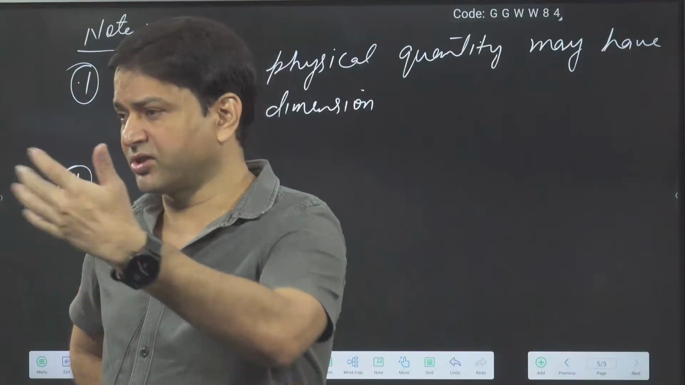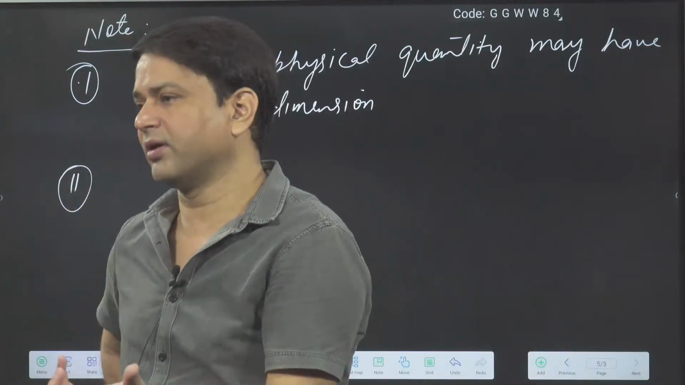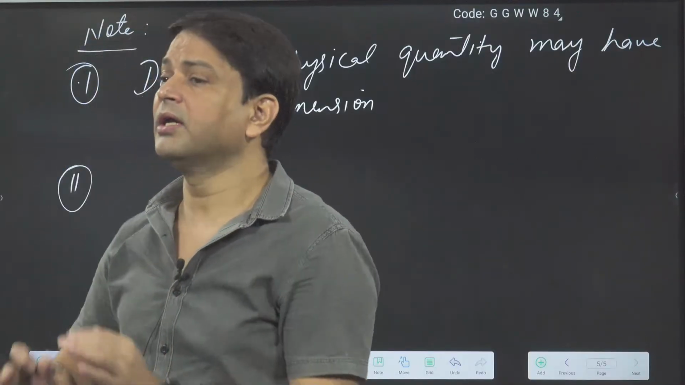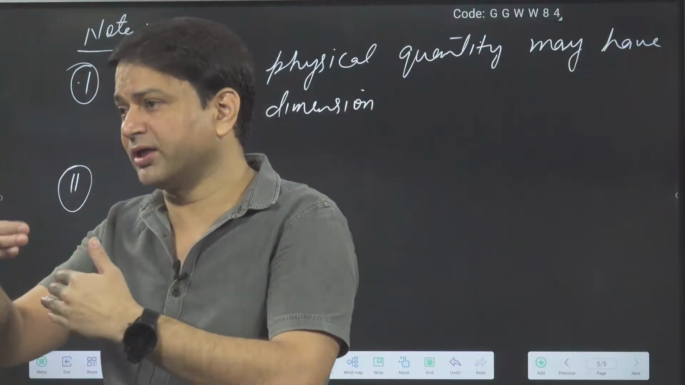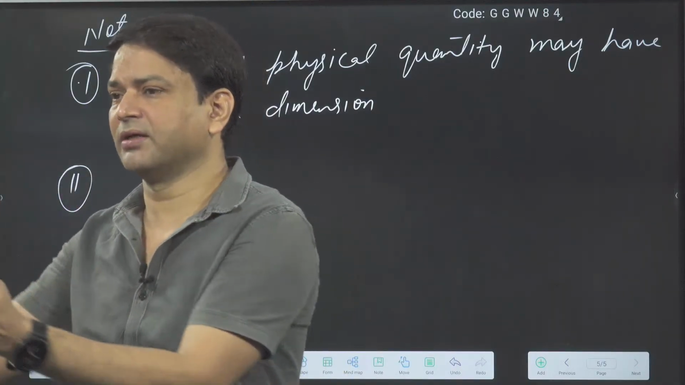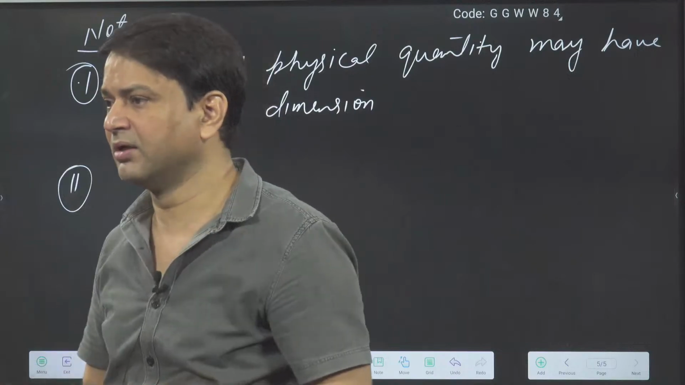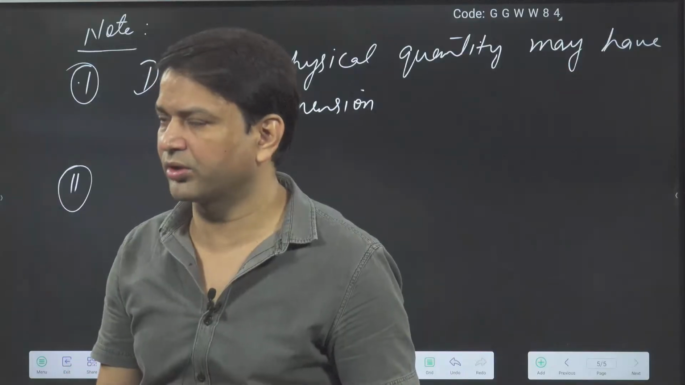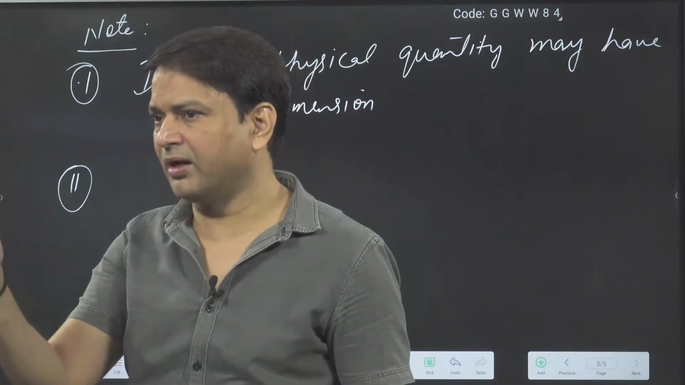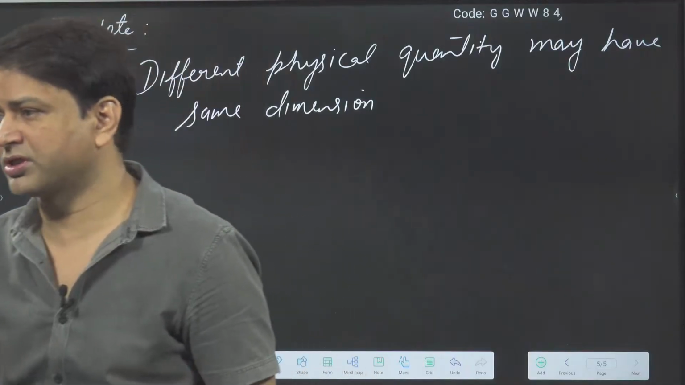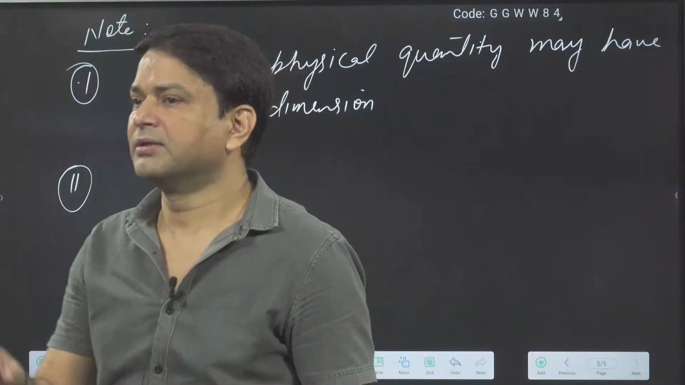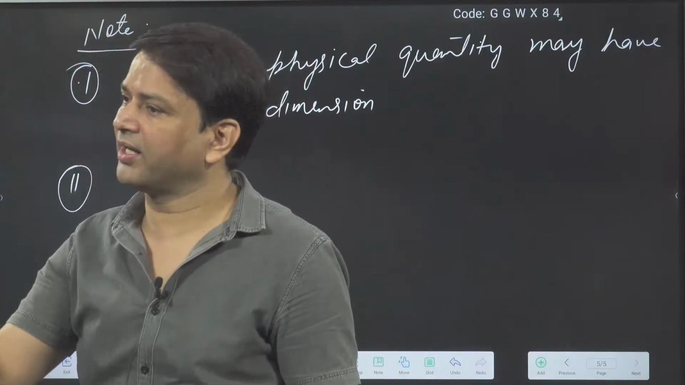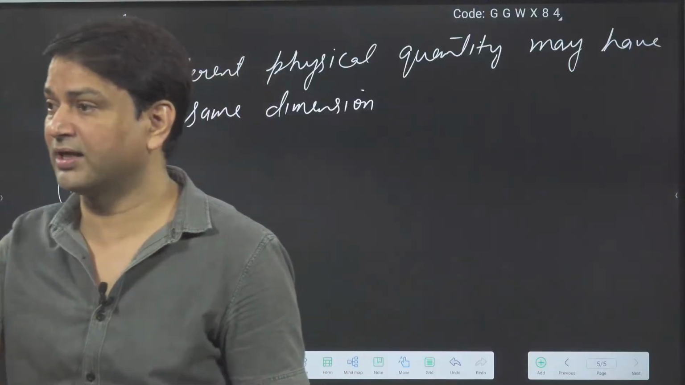But some quantities don't have a unit as well as dimension. Like strain is a physical quantity, but it does not have dimension. Strain is the change in length upon original length, no dimension. When you divide two same quantities, two same units, the ultimate result will be unitless, dimensionless. So strain, delta L by L or delta V by V, change in volume upon original volume, is dimensionless. Similarly, angle is the arc upon radius, L upon L, dimensionless.